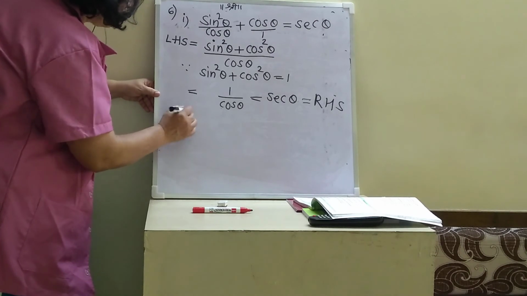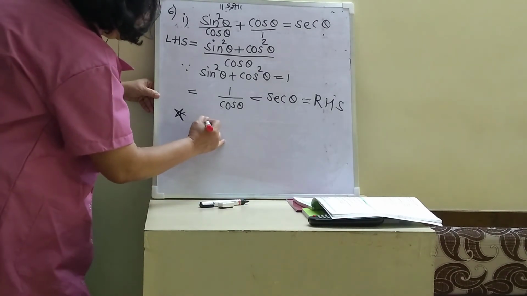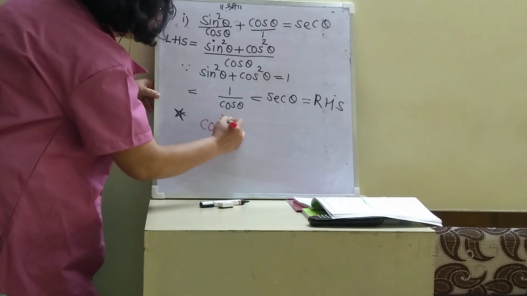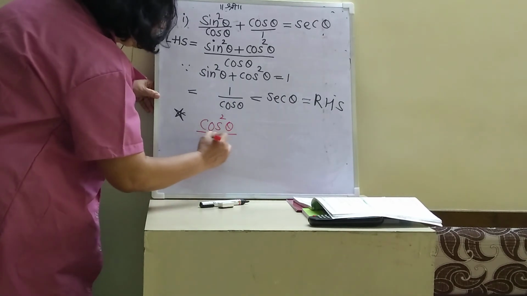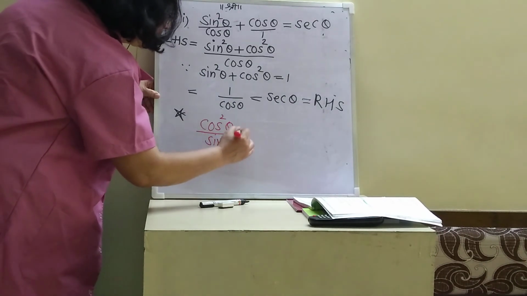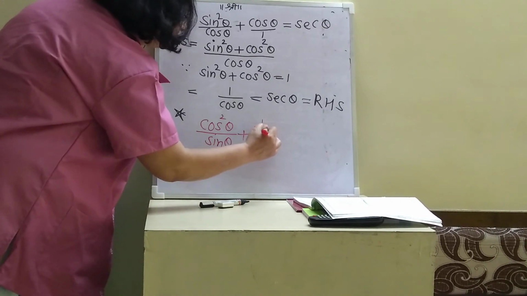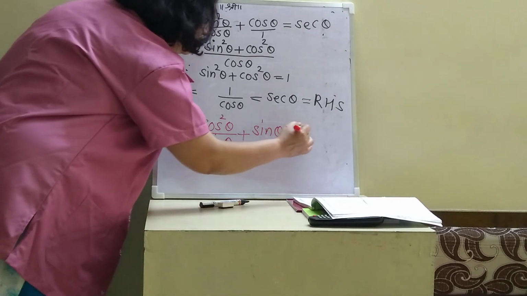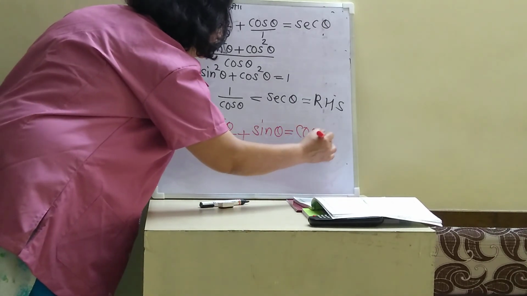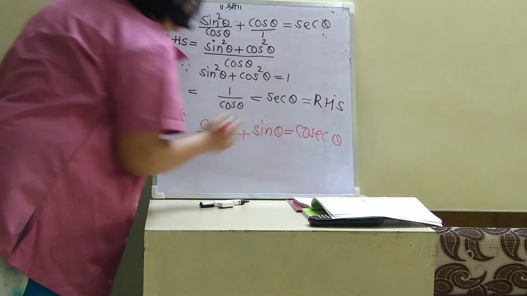This you are going to solve: cos square theta upon sin theta plus sin theta is equal to cosec theta. ये आप करोगे.